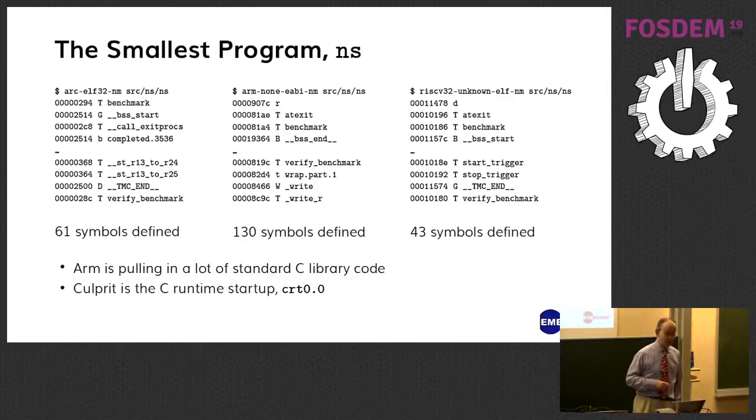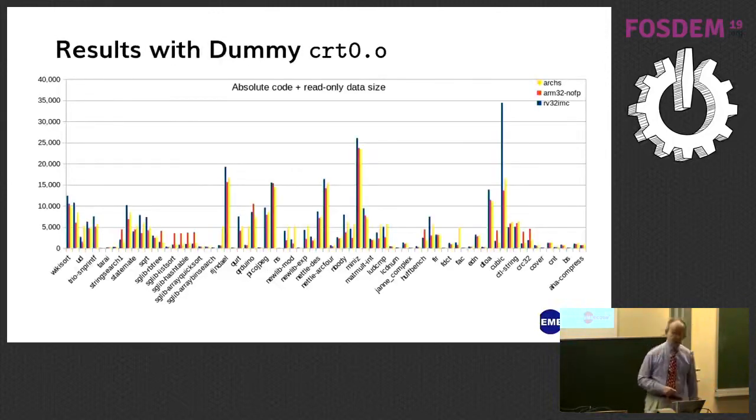That C runtime startup, CRT0.0, is a problem. So it's distorting the results, and it's not allowing us to see what's really going on in the compiled code, because it's just a big chunk of code bolted onto every ARM program. So let's put a dummy CRT0. We're only looking at code size. We don't have to run these programs. So let's just put a dummy in there.